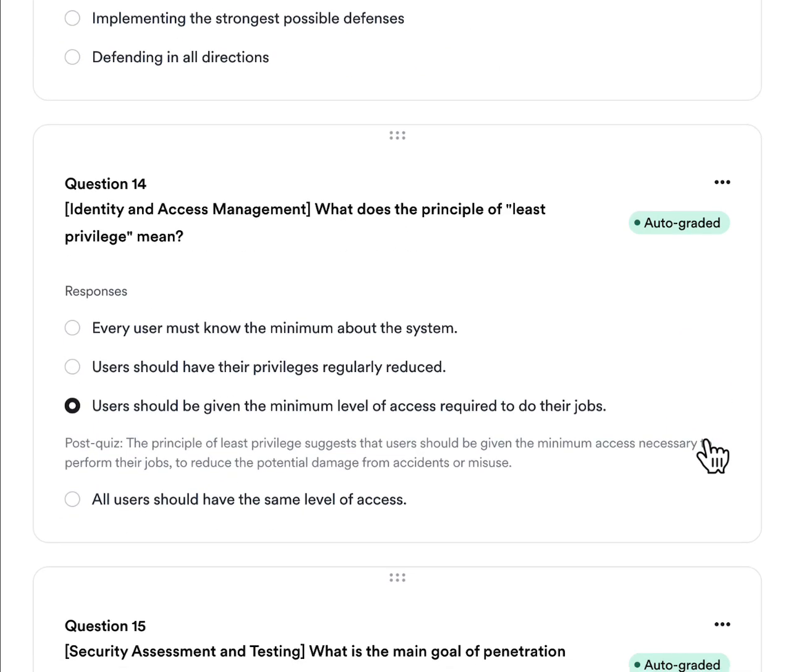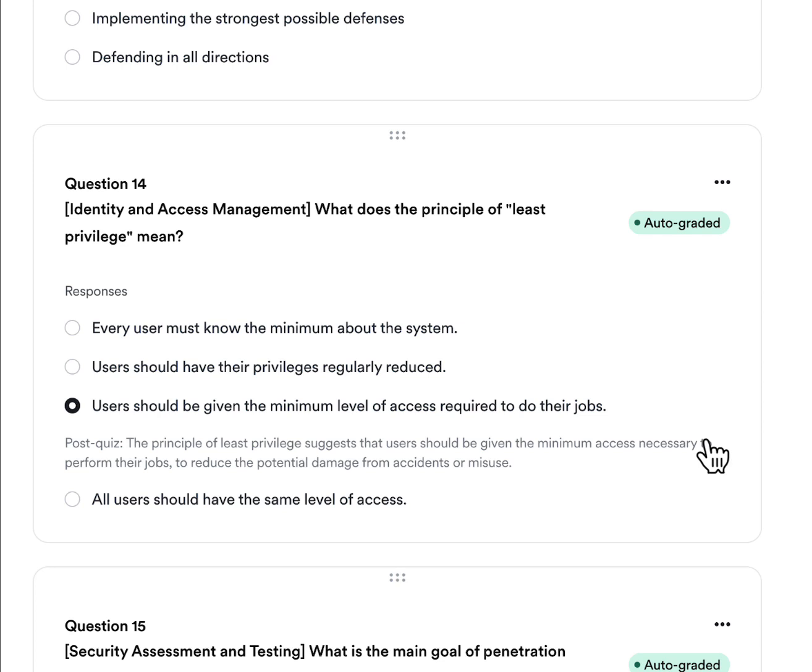Question 14. What does the principle of least privilege mean? A, every user must know the minimum about the system. B, users should have privileges regularly reduced. C, users should be given a minimum level of access required to do their jobs. Or D, all users should have the same level of access.